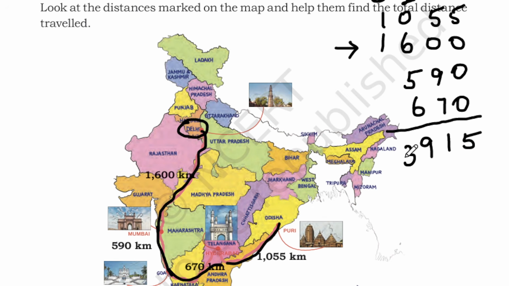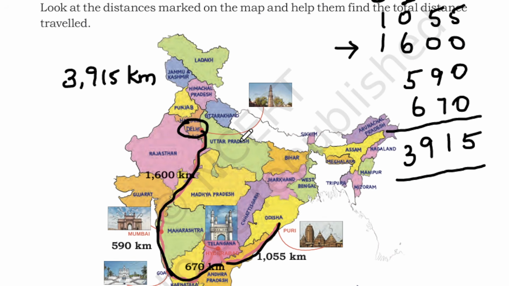Okay. So we have 1055 kilometers plus 1600 kilometers plus 590 kilometers plus 670 kilometers. The total distance is 3915 kilometers. How much did they travel? Nazara and her friends traveled 3915 kilometers.